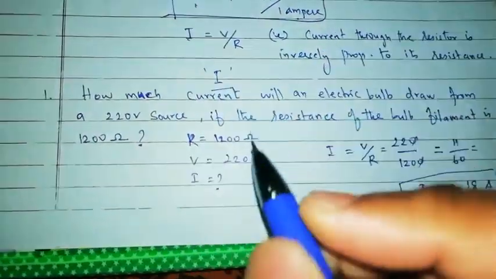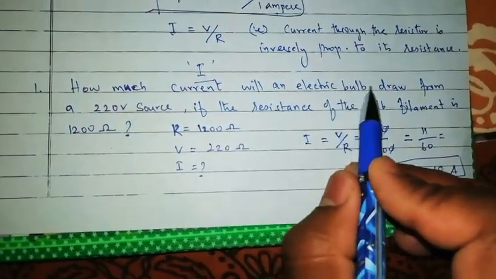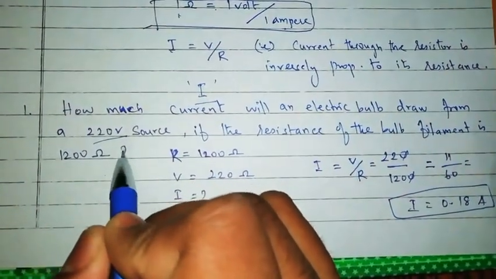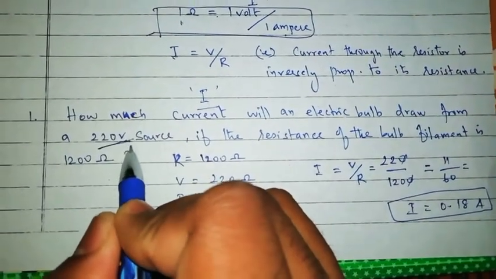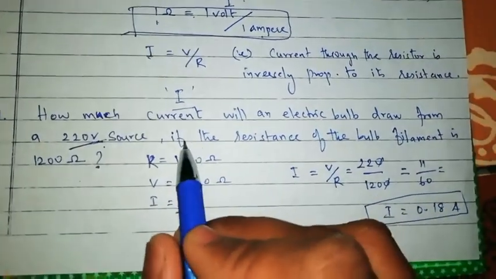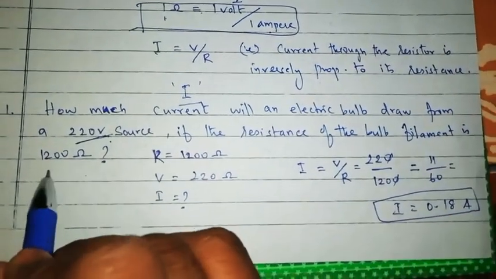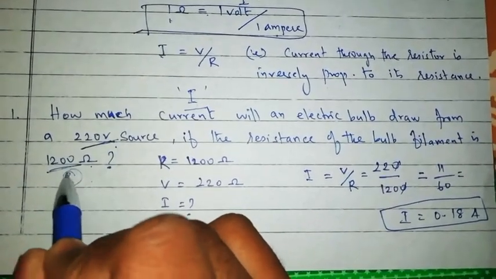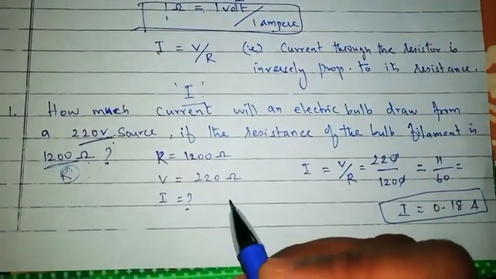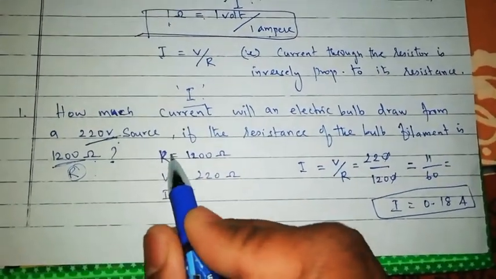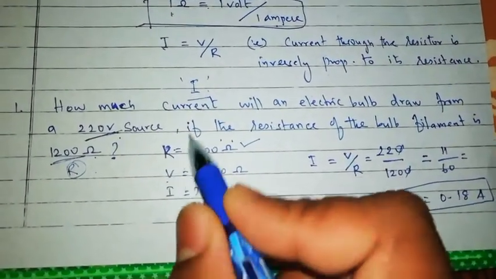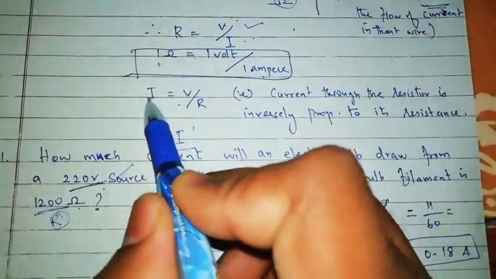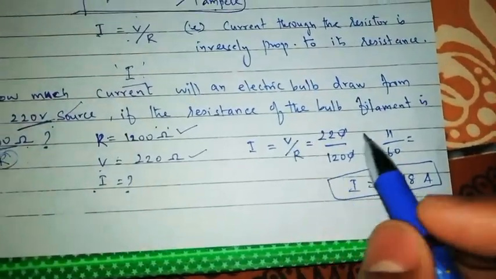You know what is current? Current is I. An electric bulb draws from a 220 volt source, V is given, and we know what is volt. V is the potential difference, right? If the resistance of the bulb filament is 1200 ohms, this is the resistance given. So R is given, V is also given, and we have to find I. So using this formula, I is equal to V by R.